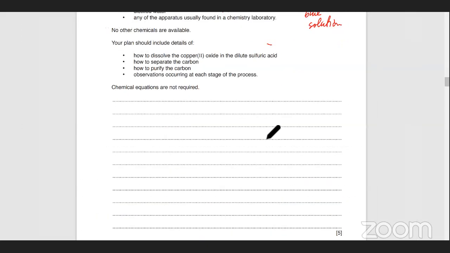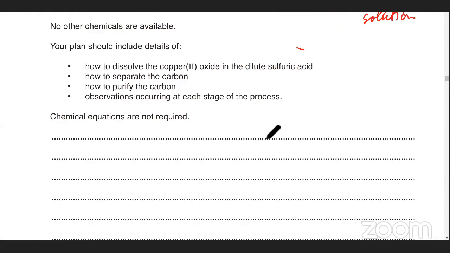So how many marks is this? It's a 5-mark question, so you have to give it a little bit of detail. You have copper oxide and carbon. That's the mixture. So step one, I said both of them are black solids, and now copper oxide dissolves in sulfuric acid. So step one is add excess sulfuric acid, so add excess H2SO4, and stir vigorously.